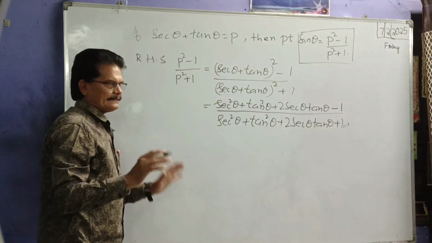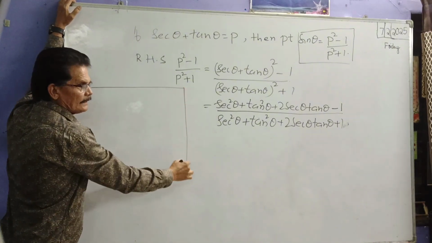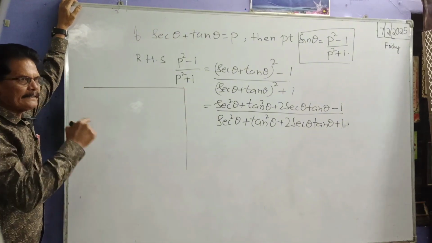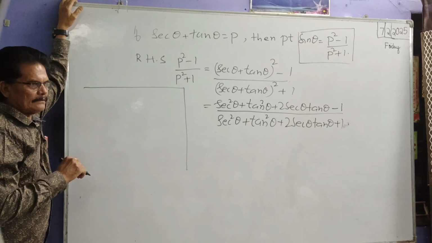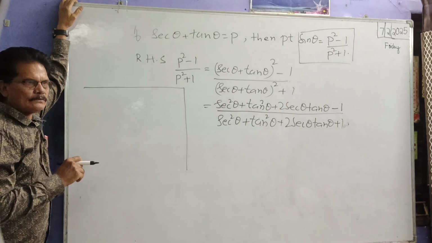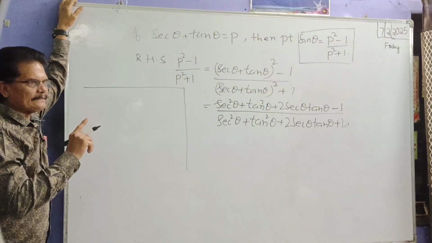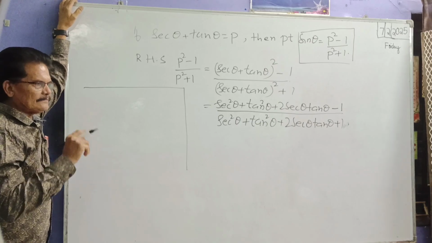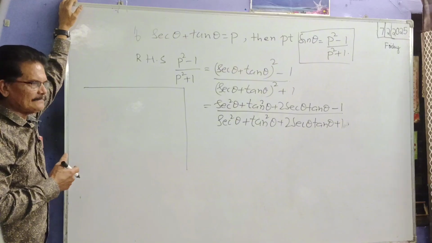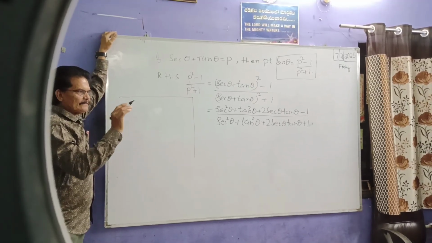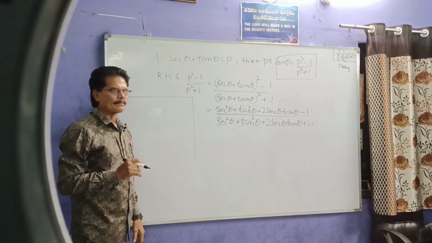Now we have to apply the identity. I will write it down here. Which identity? The identity relating to sec and tan. What is that identity? Sec square theta minus tan square theta is equal to 1. Sec square minus tan square is 1.